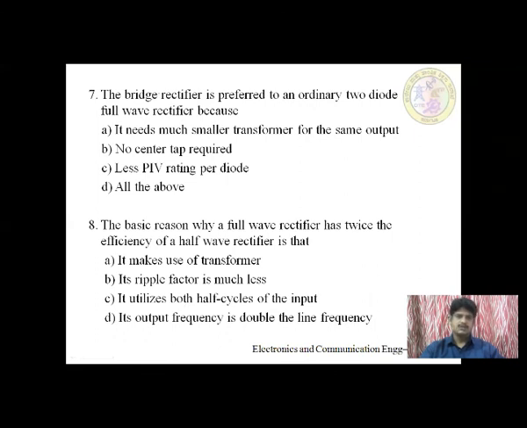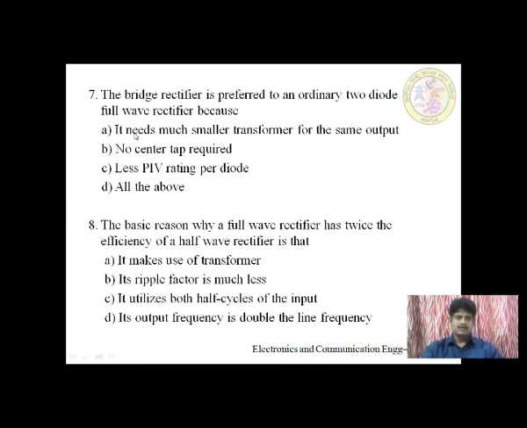Okay, next question. The bridge rectifier is preferred to an ordinary 2 diode full wave rectifier because. So it is asking the reason. What is the reason for preferring the bridge rectifier over the ordinary 2 diode full wave rectifier? Options given are: it needs a much smaller transformer for the same output; no center tap required; less PIV rating per diode; and fourth one is all the above.